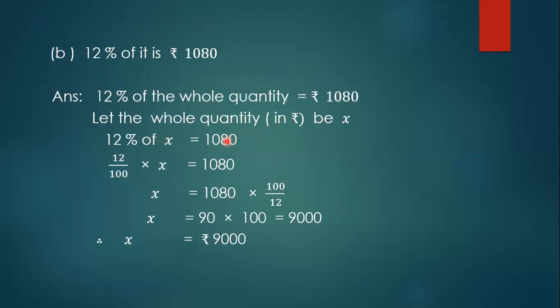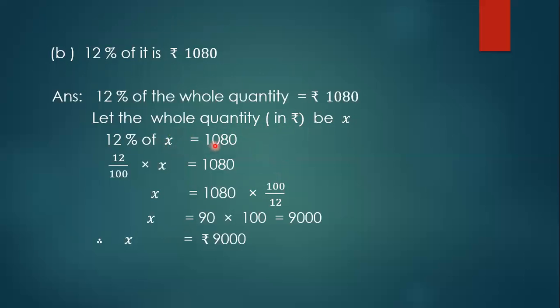Here I have not written the rupees in every step. Instead, I have written it in the bracket. We will write the rupees symbol only in the last step, because once it is in the bracket, we don't have to write it in every step. Whatever unit is given, we will show it one time in the bracket in the beginning, then along with the last step we will write it. So the whole quantity in rupees we have taken as x.